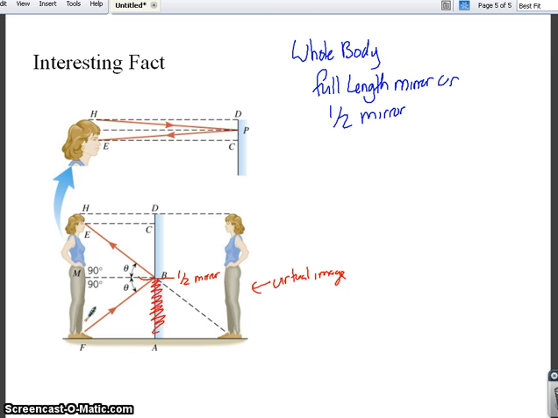So that's an interesting question to think about. You don't need a full mirror to see yourself. You need half a mirror, because anything that hits below the half, you're not going to see anyway.